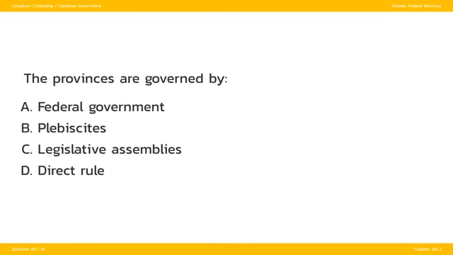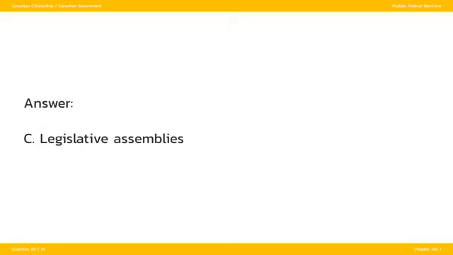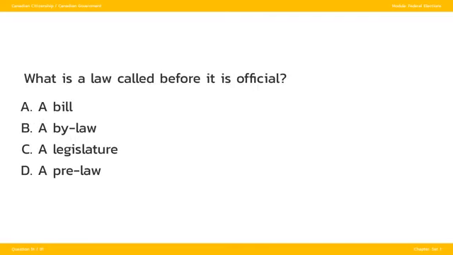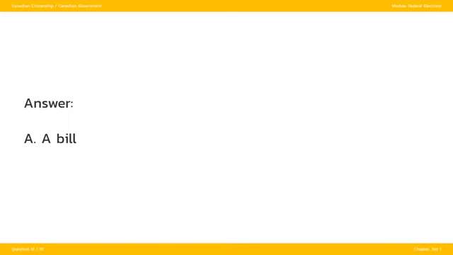The provinces are governed by A. Federal government. B. Plebiscites. C. Legislative assemblies. D. Direct rule. The answer is C. Legislative assemblies. What is a law called before it is official? A. A bill. B. A bylaw. C. A legislature. D. A pre-law. The answer is A. A bill.